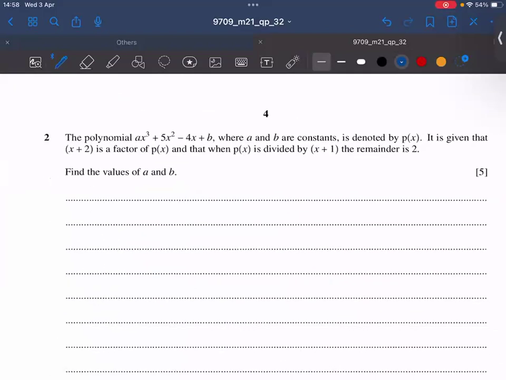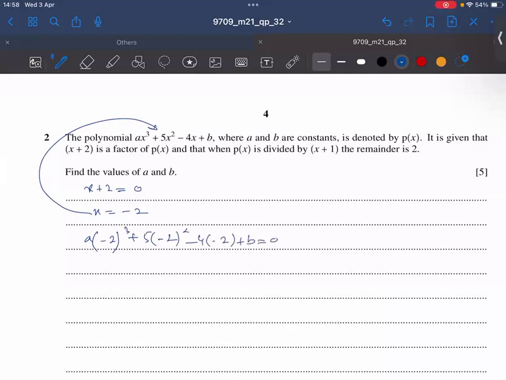Polynomials. So we have been told that x plus 2 is a factor. So if x plus 2 is a factor, we can just keep that equal to 0 to get the root minus 2. I'm going to substitute into this polynomial. The value of the polynomial for x equals -2 will be equal to 0 because it's a root.